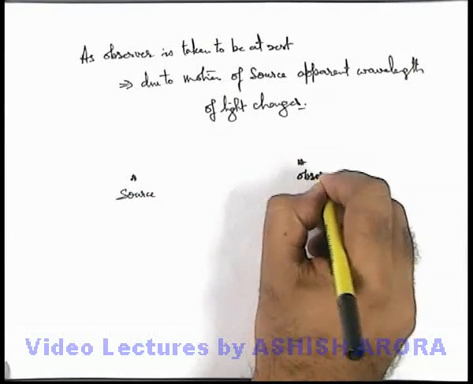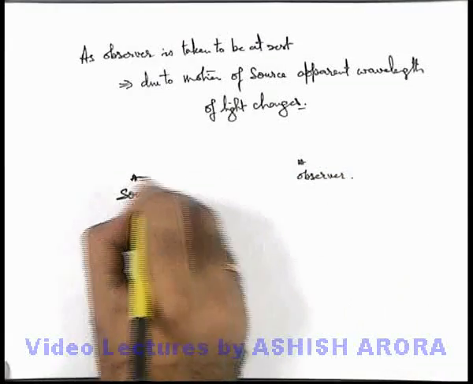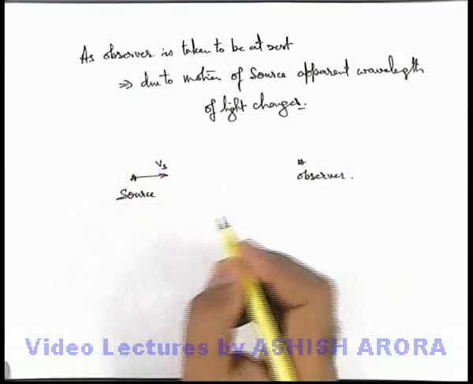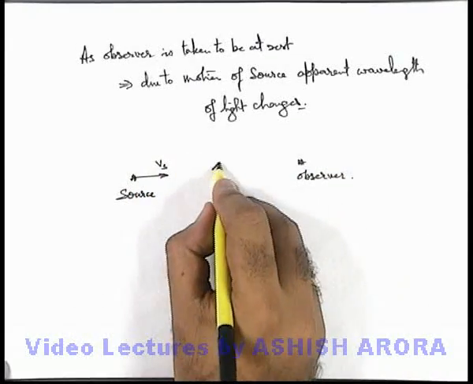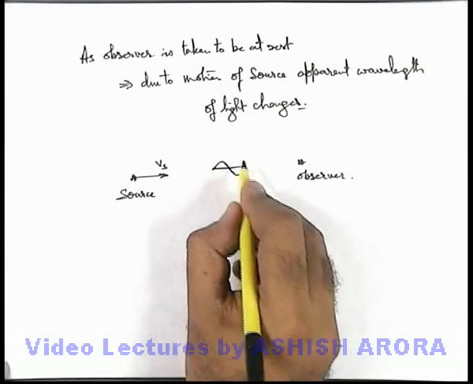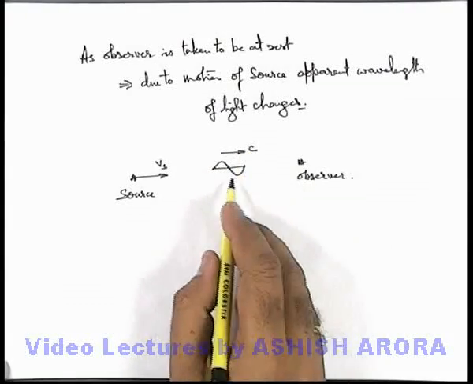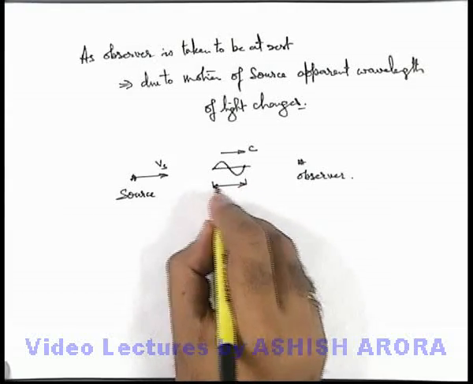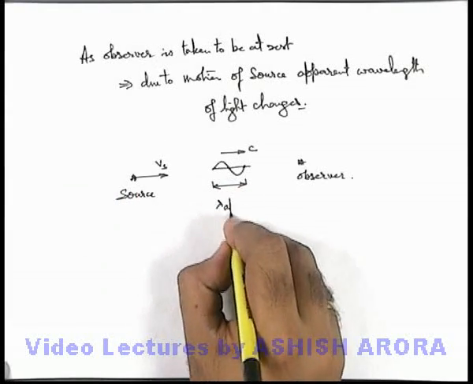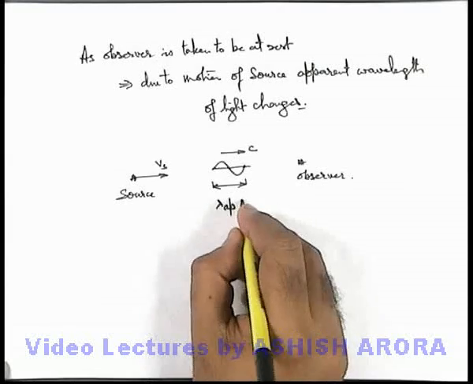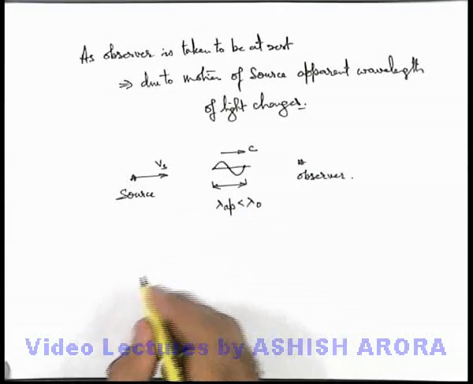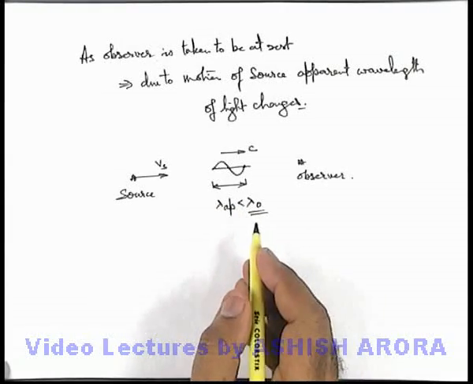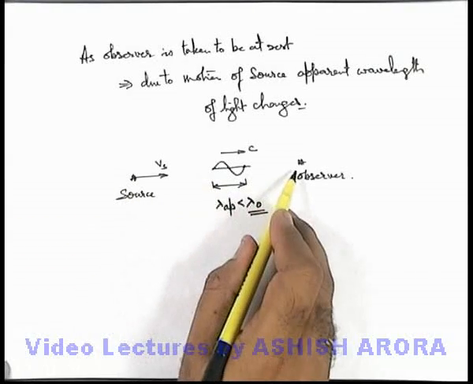The relative change you should always keep in mind: if there is a source and an observer, and the source is moving towards the observer with a speed Vs, then the wavelength of light, which travels at speed c towards the observer, after emission from the source is taken as lambda apparent. It is always considered less than the actual wavelength lambda naught, because the source is moving towards the observer.